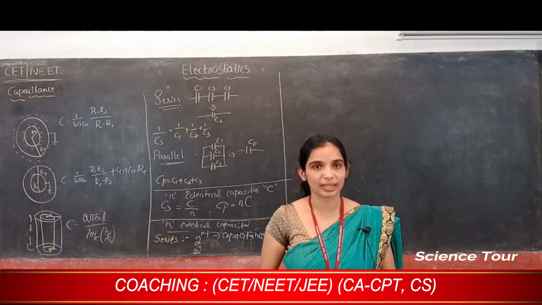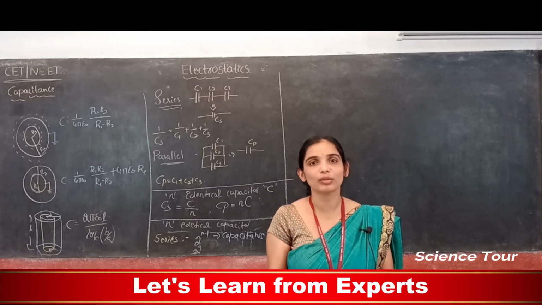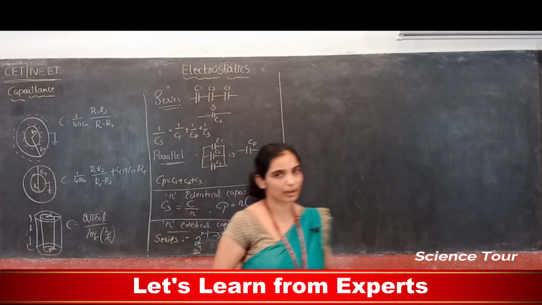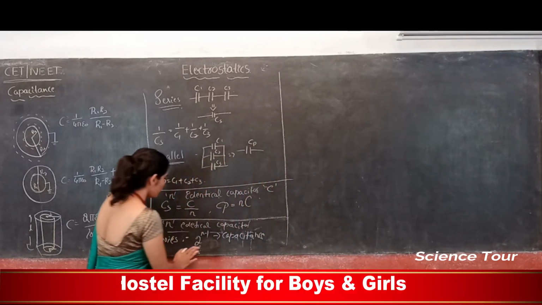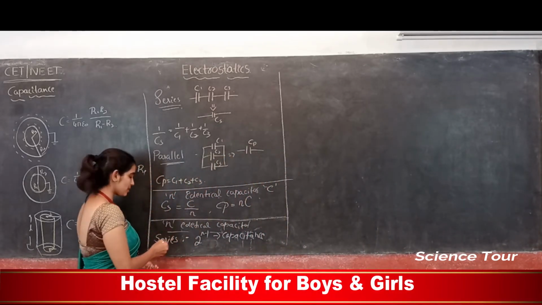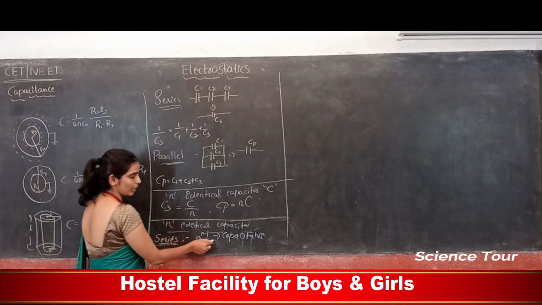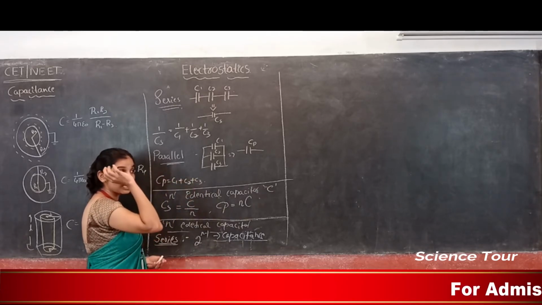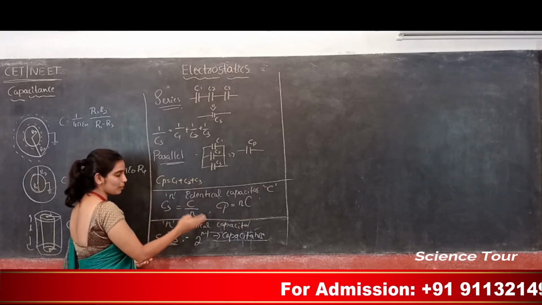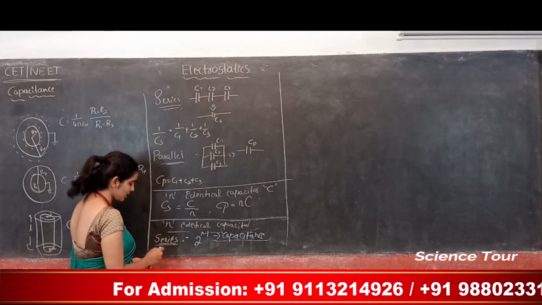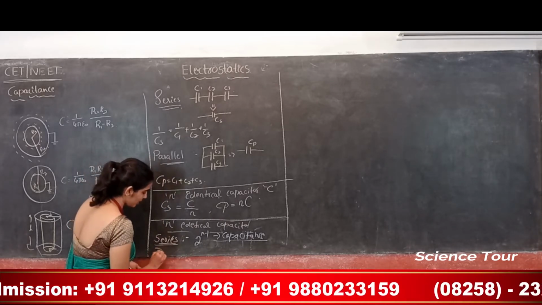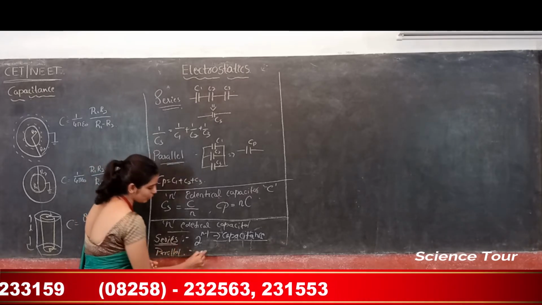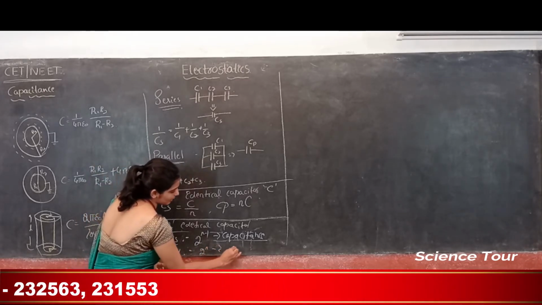All are different, and 2 to the power of 9 different capacitances you can get. So if you have n identical capacitors, by connecting them in series you can have 2 to the power of n minus 1 capacitances. And from parallel combination, you can have 2 to the power of n capacitances.